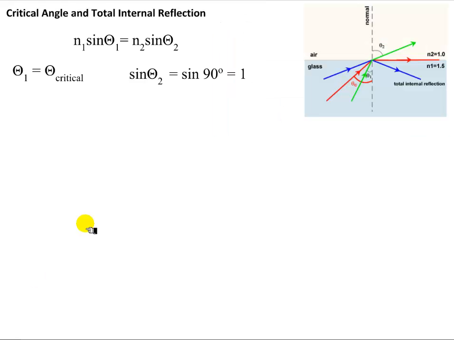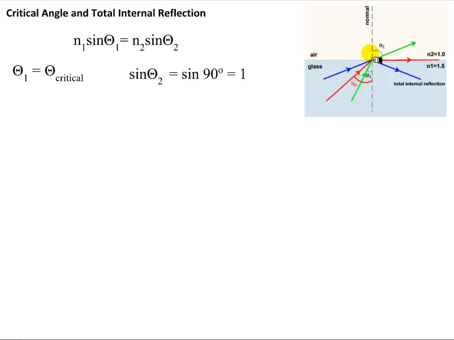All right, critical angle and total internal reflection. Let's look at this ray of light. This ray of light goes from glass to air, and it bends away from the normal line. As this incident angle increases, the refracted angle bends further and further away from the normal line until there's this really special angle called the critical angle.